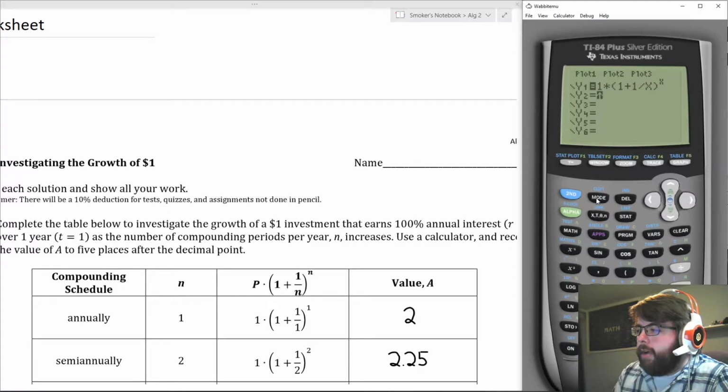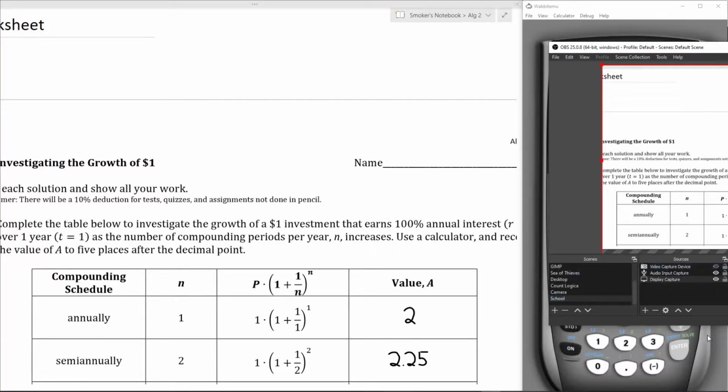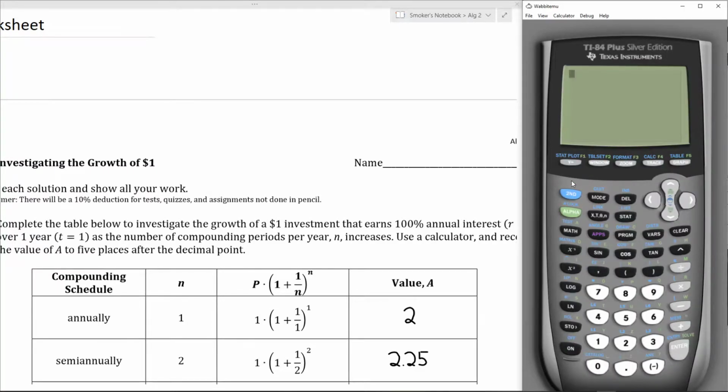Okay, I'm going to quit out. I'm going to actually turn my camera off. So you don't see me right now, but you can still hear me. So that's in my y equals.